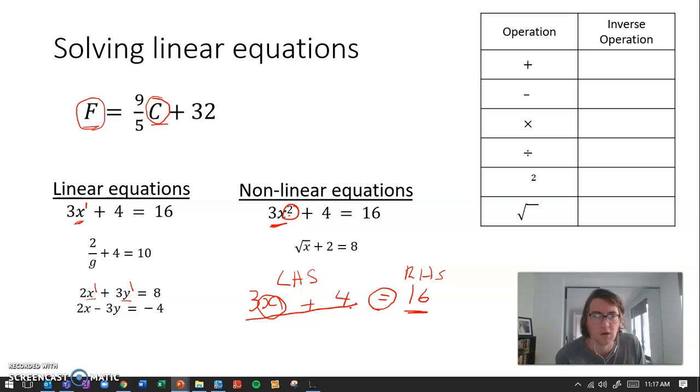We need to do the opposite on the left-hand side and the right-hand side so we can still keep using this equal sign. So if we're going to do that, we need to know basically the inverse or the opposites to each of these operations. And so you would have done this before. The opposite of addition is subtraction, the opposite of subtraction is addition, and so on.